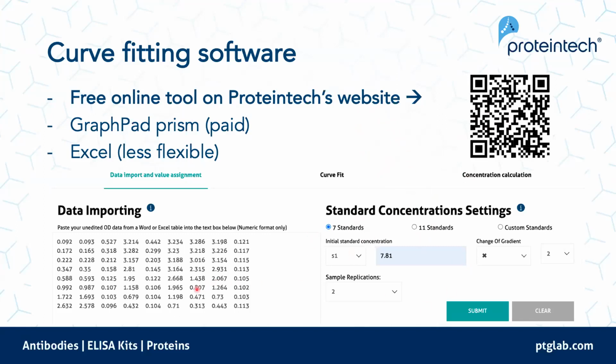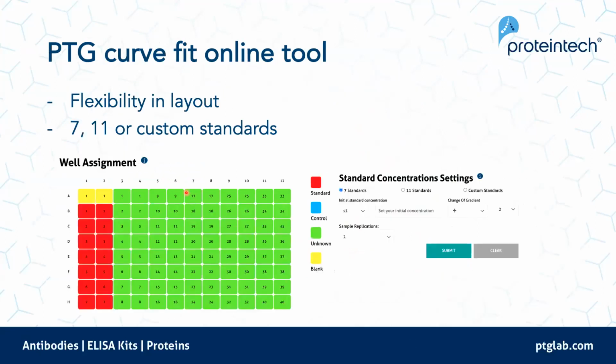So this is an example of a screenshot from our curve fitting software. You can simply paste in your OD data, and then it's quite flexible. You can decide how many standards you have, where the controls are, what your replications were, and we've got it to fit either 7, 11, or custom standards. Typically, most standards require 7.